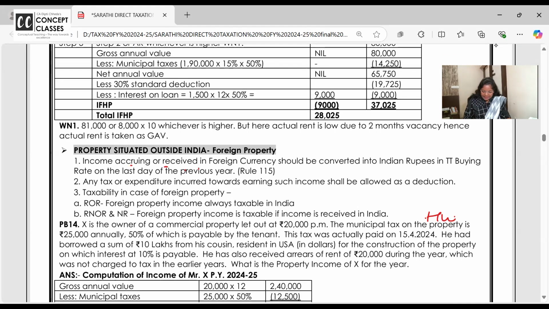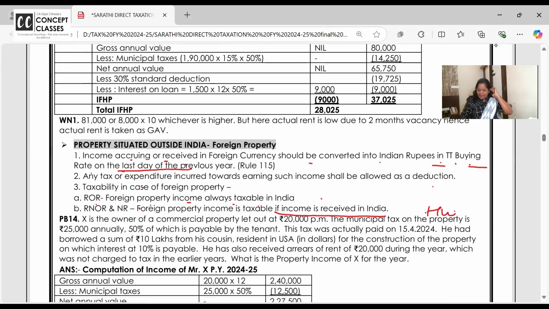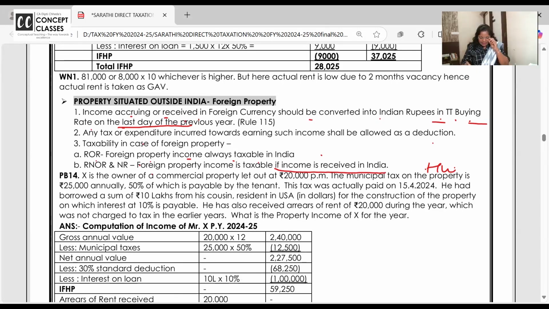Income accruing or received in foreign currency should be converted into rupees at the TT buying rate on the last day of the previous year. Last day of the previous year. Any expenditure and all is allowed. Resident and ordinary resident foreign income will always be taxable. And for the other two, it will be taxable if income is received in India. Understood or not? Income can't accrue in India if the property is abroad.